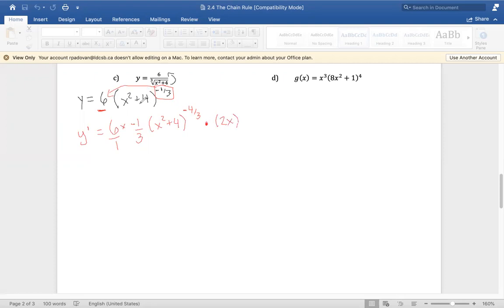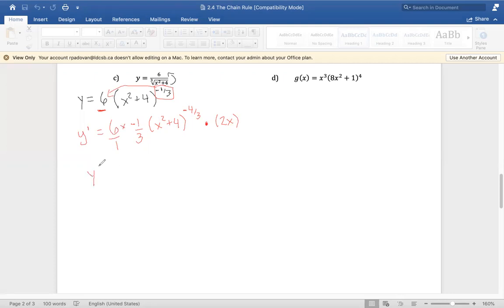Right? Because whenever I have a constant, that's just plus 0. We don't need to add 0 here. So the derivative of the outer is here, bringing this negative 1/3 out front, minusing 1. And then we have the derivative of the inner over here at the end. Now it's just a matter of cleaning it up, right?